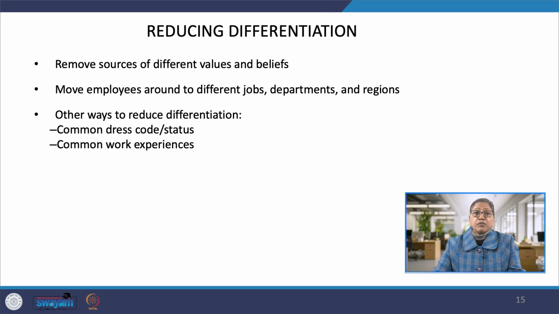Organizations can also give them a unified or common dress code, and reduce the status differential by giving equal responsibilities and common work experiences. All these lead towards shared goals or superordinate goals. These are various ways through which employees can start moving towards a common objective or superordinate goals.